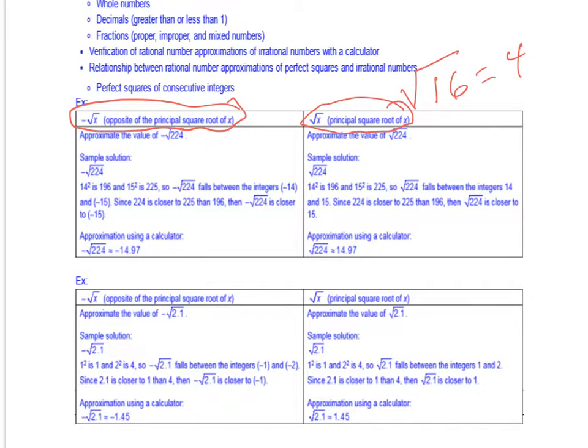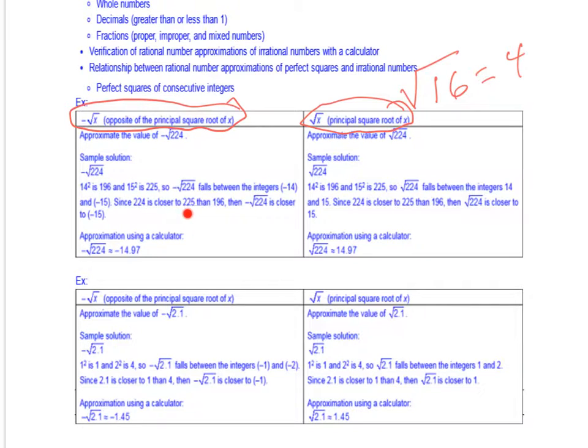If I want to approximate the value of the negative square root of 224, I must find a perfect square to the left and a perfect square to the right. So 14 times 14 is 196. 196 is less than 224, so it must come to the left. And then 15 times 15 is 225. 225 is more than 224, so it must be on the right. So I can say that the negative square root of 224 falls between negative 14 and negative 15.